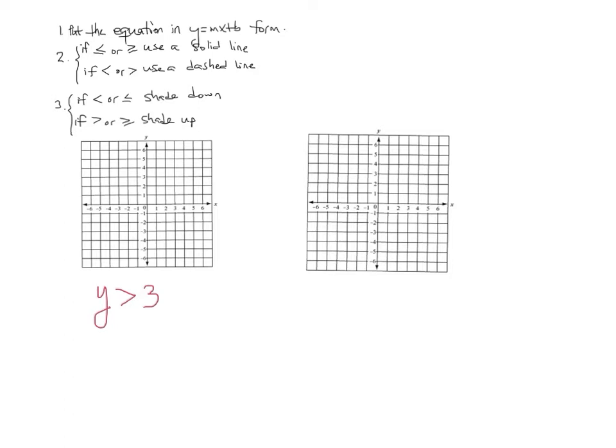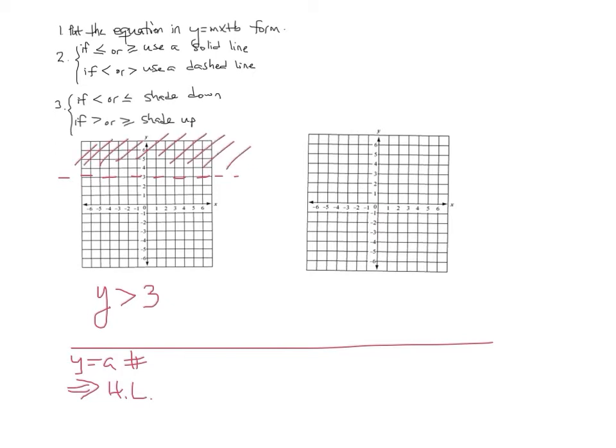So we have to remember that whenever we have y equals a number, that implies a horizontal line. So we're going to have a horizontal line at 3, but because it's greater than and not greater than or equal to, it's a dashed horizontal line. And because it is greater than, we are going to shade up. So all of the points above this line are solutions of that inequality.